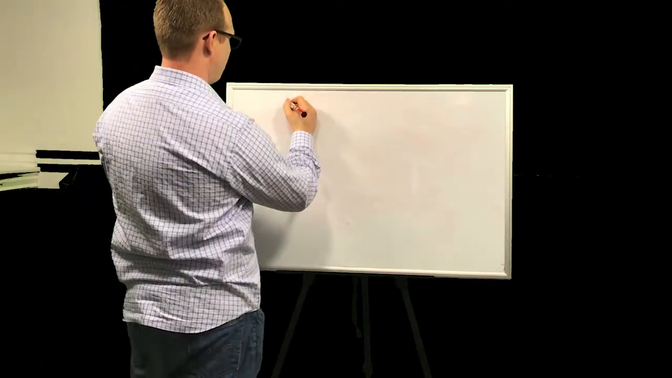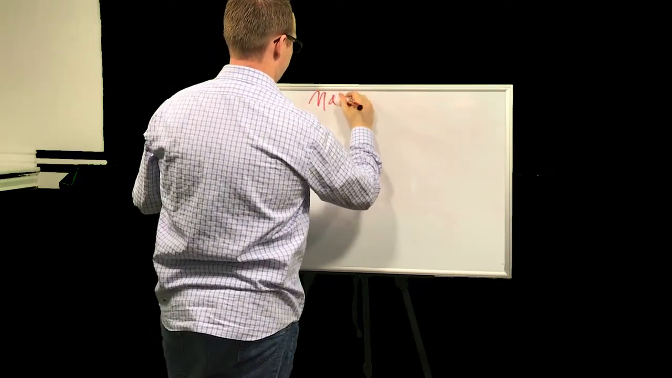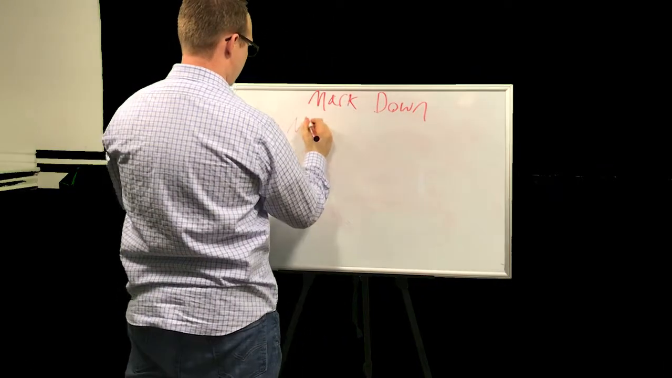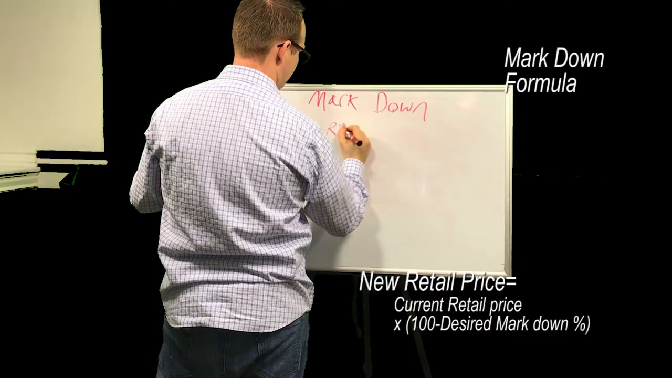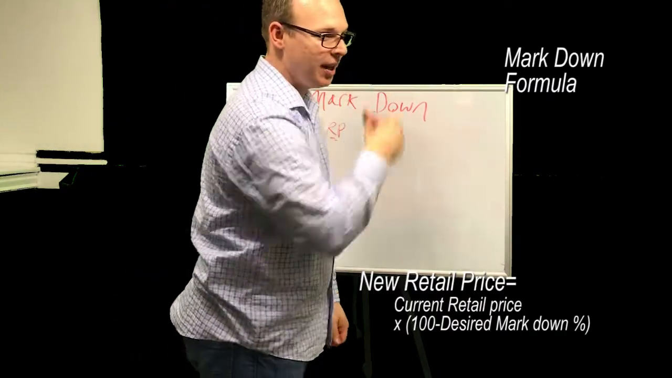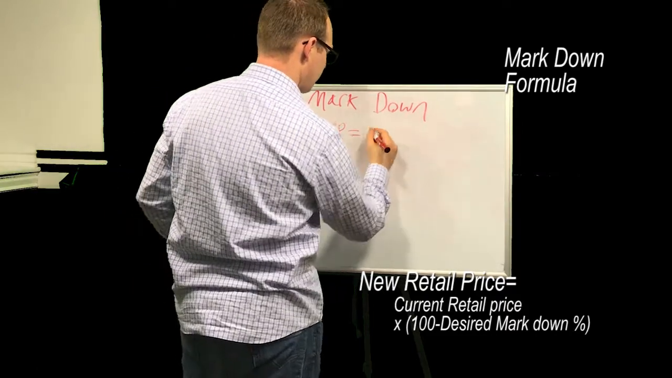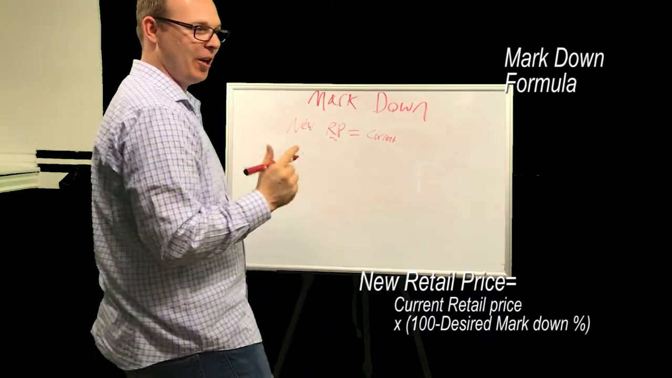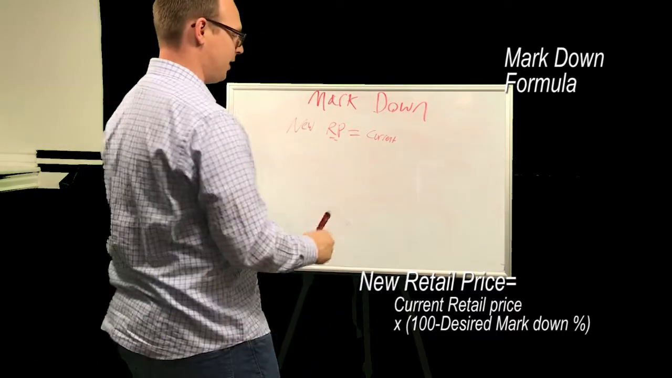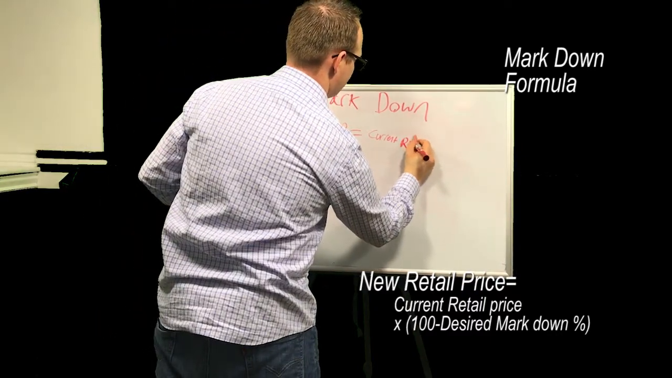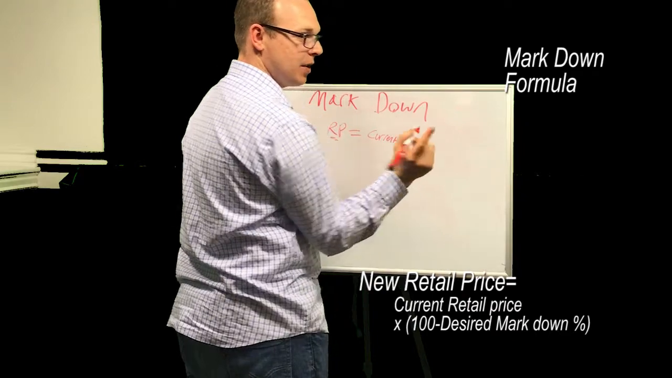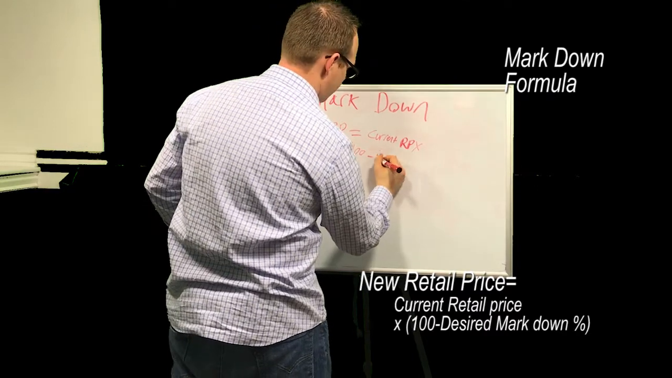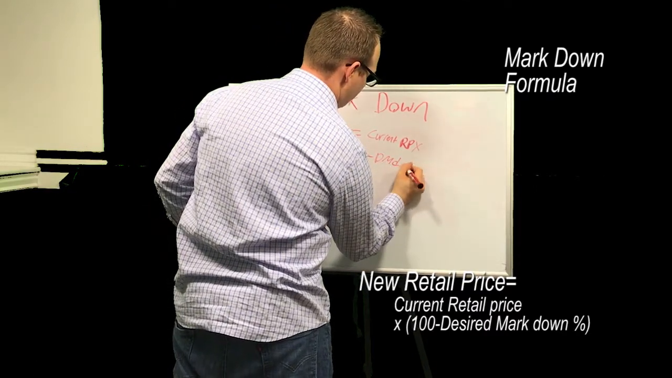So the new reduce, let's do markdown. Okay, you take your new retail price, I'm just going to put RP for retail price, equals current retail price times 100 minus your desired markdown percent.